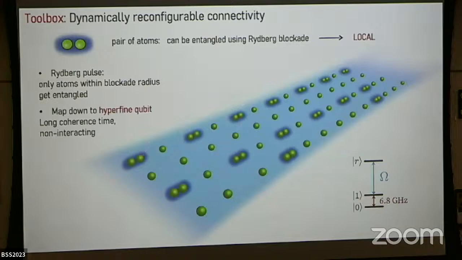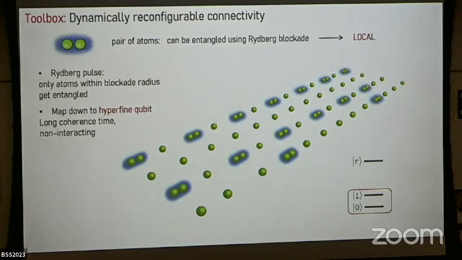So you entangle, exciting to the Rydberg state, and then you always map down to the hyperfine qubits, as I mentioned before. So here you have your entangled atoms, but in the hyperfine manifold. So here you have long coherence, the atoms are not interacting, and so on. And now you have entangled atoms in the hyperfine manifold. And then you can use your tweezers to move the atoms across the array.